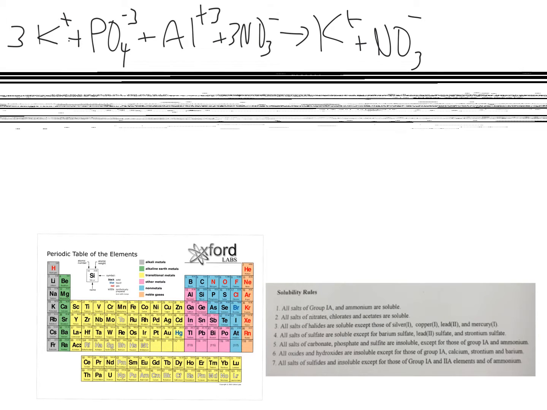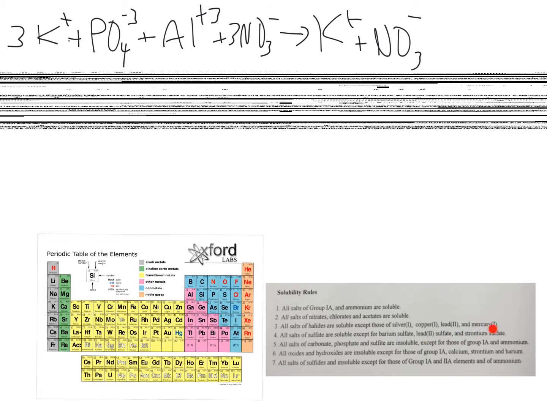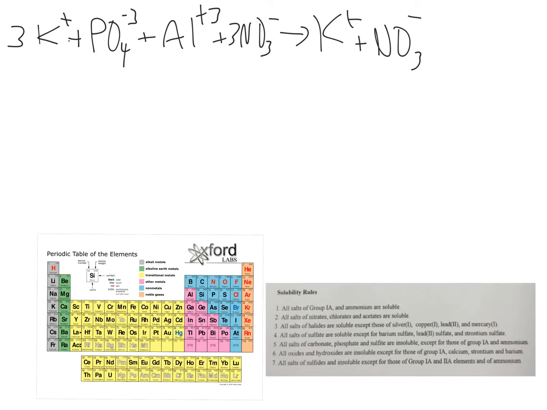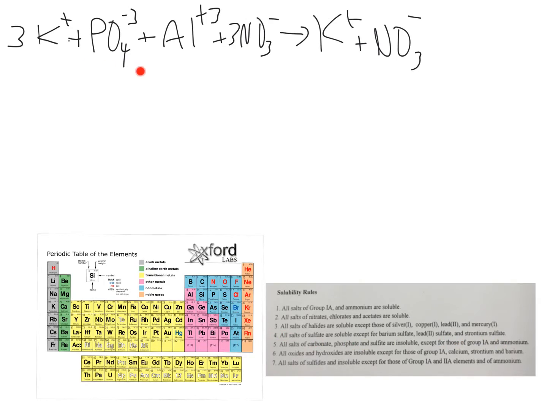Okay. And then AlPO4, well, let's see if that one has a rule here. Well, the first one doesn't have a group 1A, it doesn't have ammonium. Nitrates, chlorates, and acetates. Well, this isn't a nitrate, chlorate, or acetate. Halides, not a halide. Halides are this column here. Sulfates, not a sulfate. Carbonates, phosphates, and sulfites are insoluble except 1A and ammonium. Okay, so that tells us that this is going to be our solid.